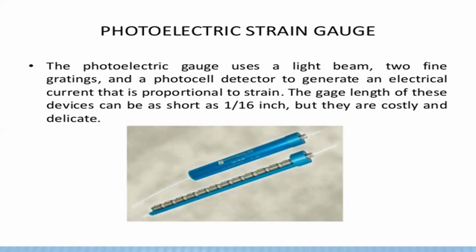The photoelectric light beam is passed on to the object. Whenever we apply loads on that object, it generates an electrical voltage. Based upon that electrical voltage, we can calculate the stresses or strains on the object with the photoelectric strain gauge.